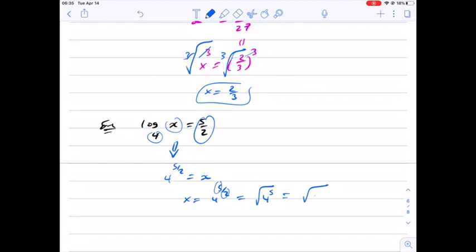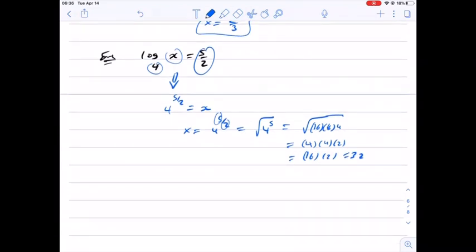So we can simplify more. We can write this as 4 times 4 is 16, times 16 times 4, and this is 4 times 4 times 2. 16 times 2 is 32.